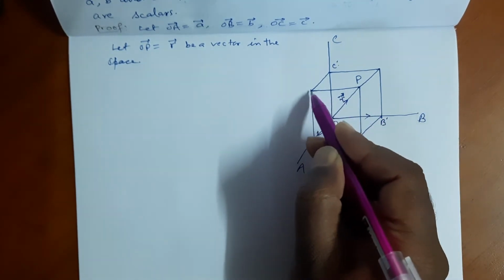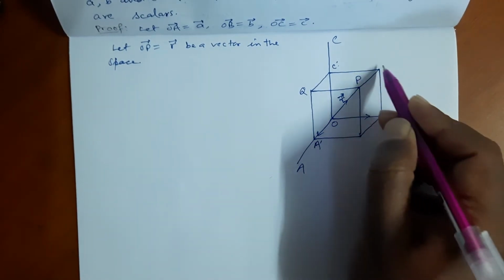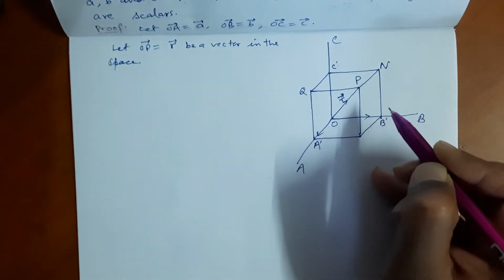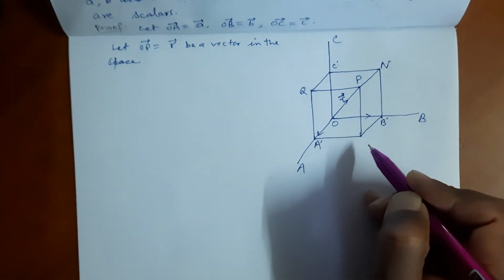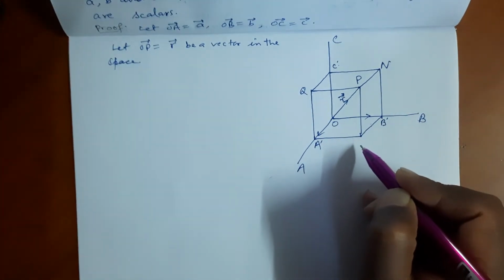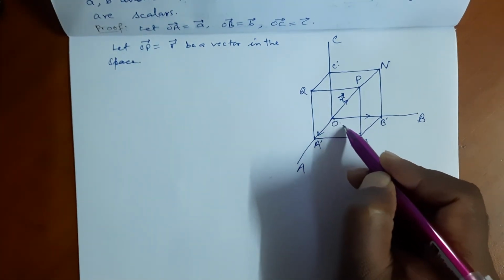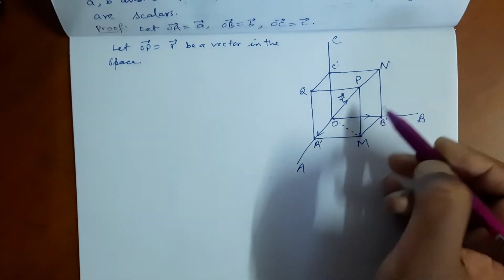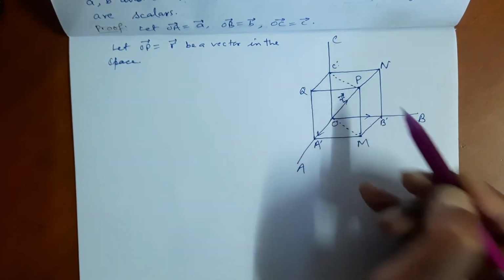Now let us denote this point by Q, and this by N, and let us join this. Let us suppose this point to be M, and let us join this O with this M, and let us join this C dash with P.